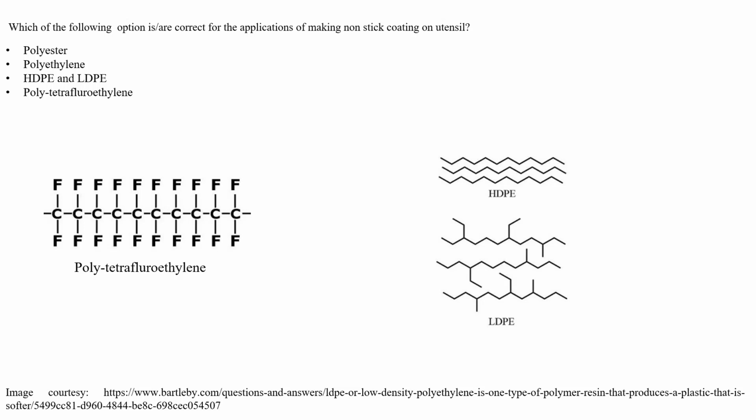How do you make polytetrafluoroethylene? You take your polyethylene molecule and remove all the hydrogen atoms and replace them with fluorine atoms. So you can see that if you have HDPE or LDPE and then you remove all the hydrogen and replace that with fluorine, you will have a polytetrafluoroethylene polymer. And this is famously called Teflon also. That is the industrial name for this polymer, which is used for making the non-stick coating on the utensils.